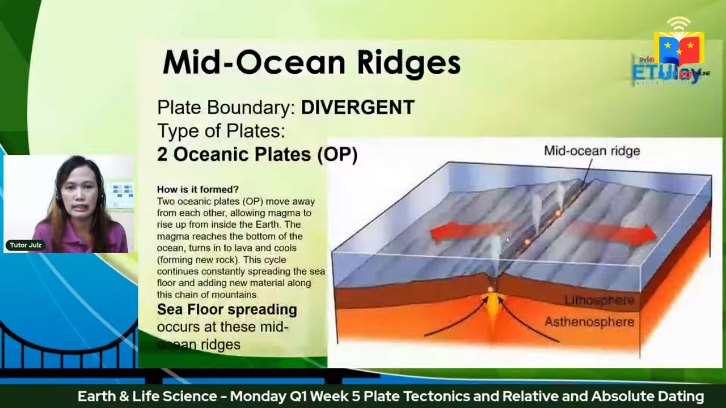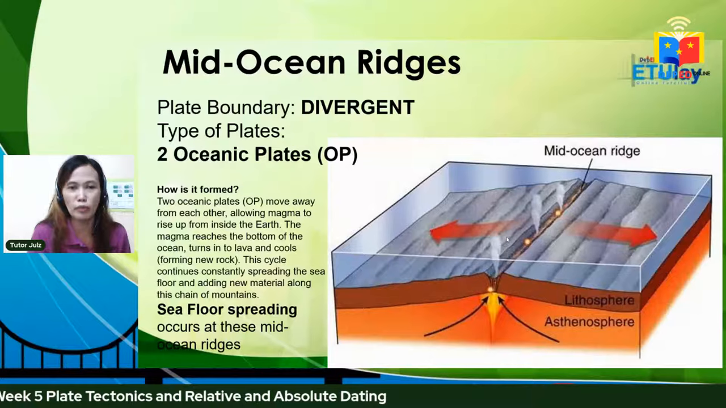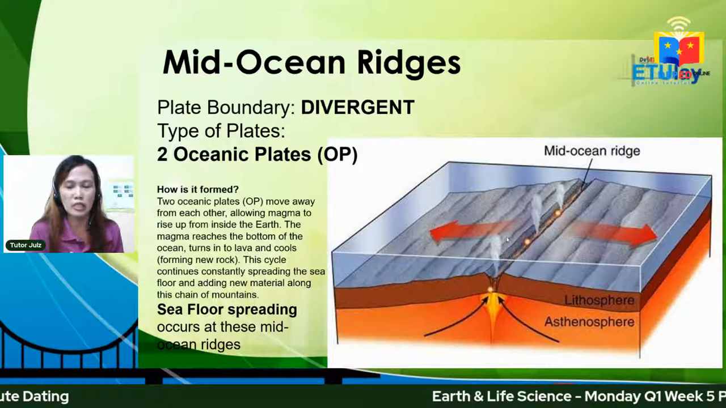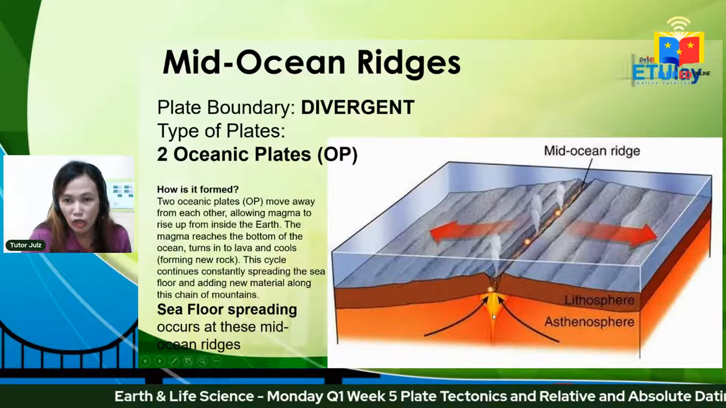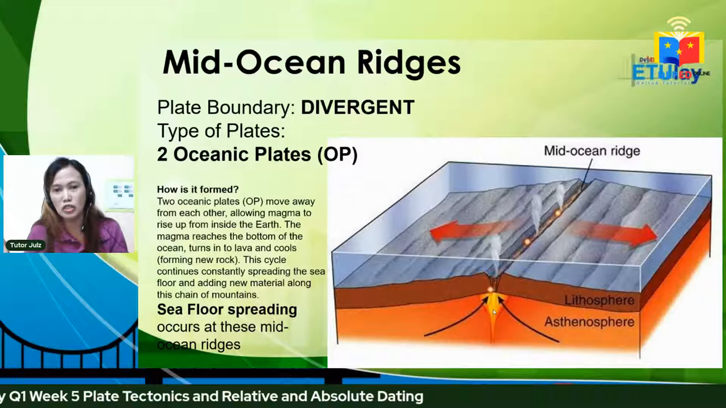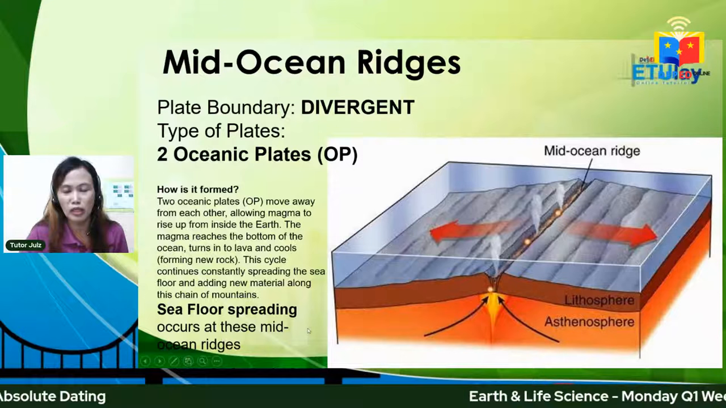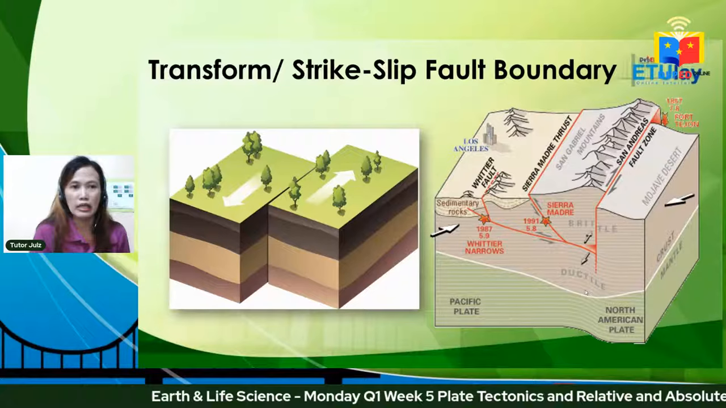Okay, how about mid-ocean ridges? Mid-ocean ridges form in divergent plate boundary. It is the interaction between the oceanic plates to another oceanic plates. So look at this, there is a upward movement of magma. So what will happen? There is an opposite direction of the plates. And a seafloor spreading, of course, at this mid-ocean ridges. Ayan. Diyan mangyayari ang seafloor spreading. And here is the transform slip, strike slip fault boundary.